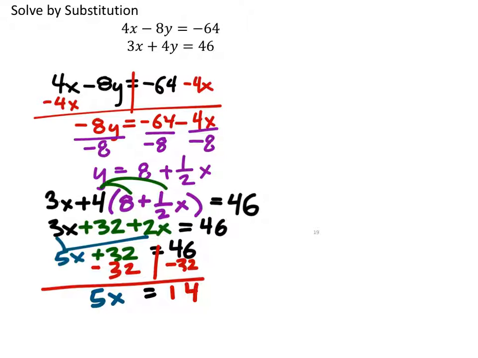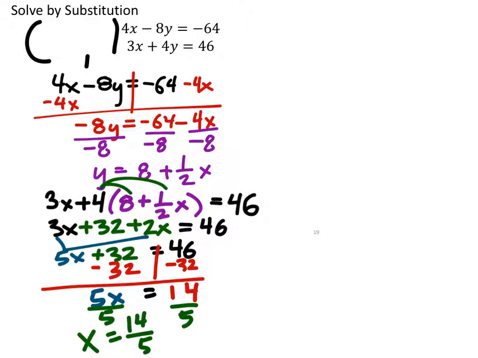And then finally, we'll divide both sides by 5. And that gives us x equals 14/5, which is okay to have a fraction as part of the answer. So in the answer, the ordered pair, we got an x value of 14/5. Now all we need to do is solve for y, and we're going to use one of the two original equations, and it doesn't matter which one we choose now.